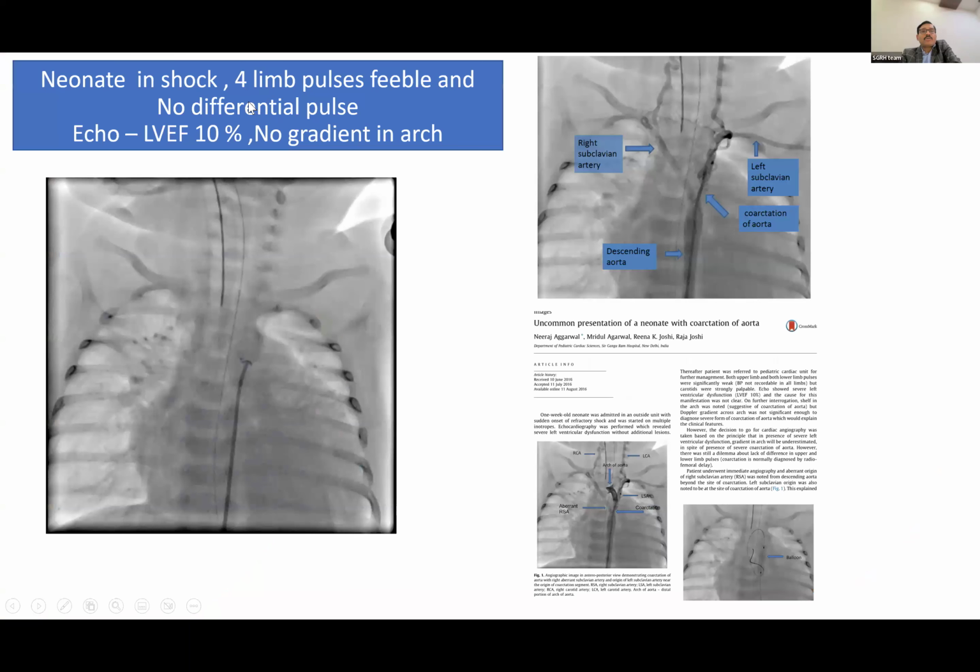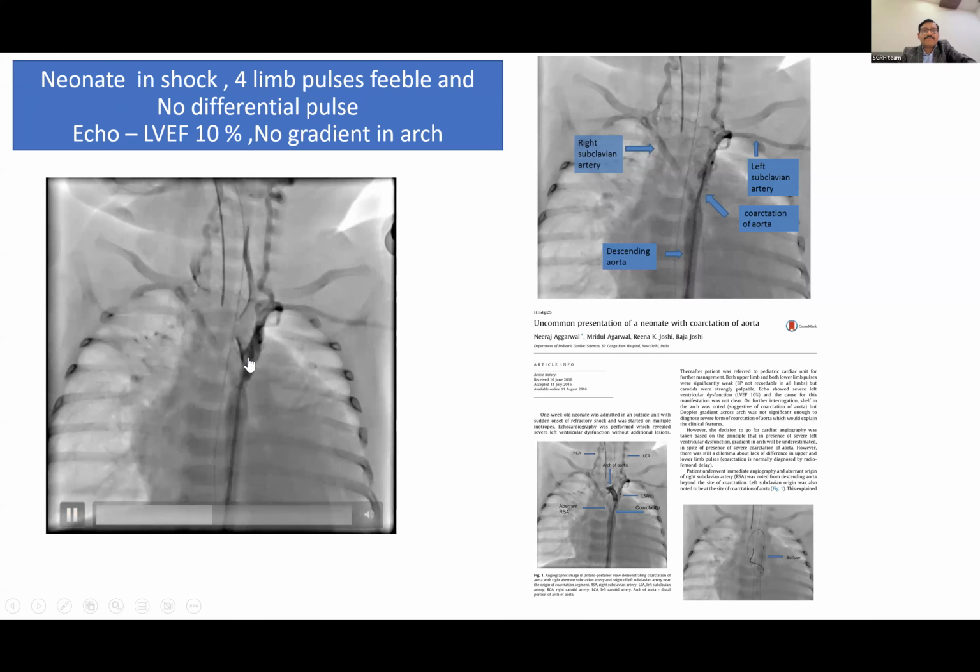A neonate presented in shock around 7 days of life. All 4 limb pulses were feeble, and there was no differential pulse. Echo showed LVEF of 10% and no gradient across the arch. This was a confusing picture for us, as I didn't have any gradient. I was not sure what was happening, but when I put my hand on the carotids, they were bounding. So we knew something was wrong here, and went to the cath lab.